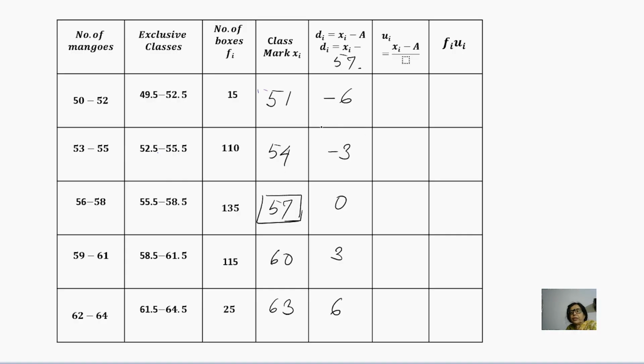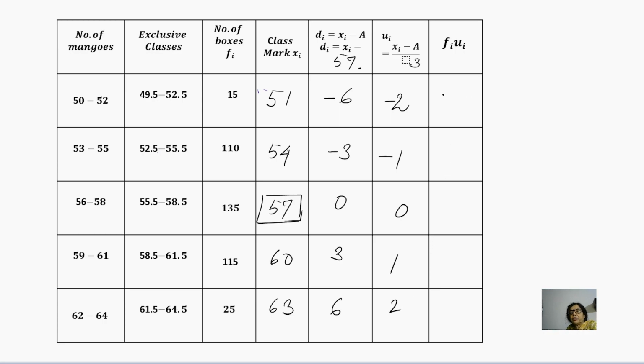Next what we do is we will divide these deviations by the class interval. Now here the class interval is 3. Here it was 2, but here after making it in the exclusive form, it becomes 3. So we'll divide by 3. So this becomes minus 2, minus 1, 0, 1 and 2.